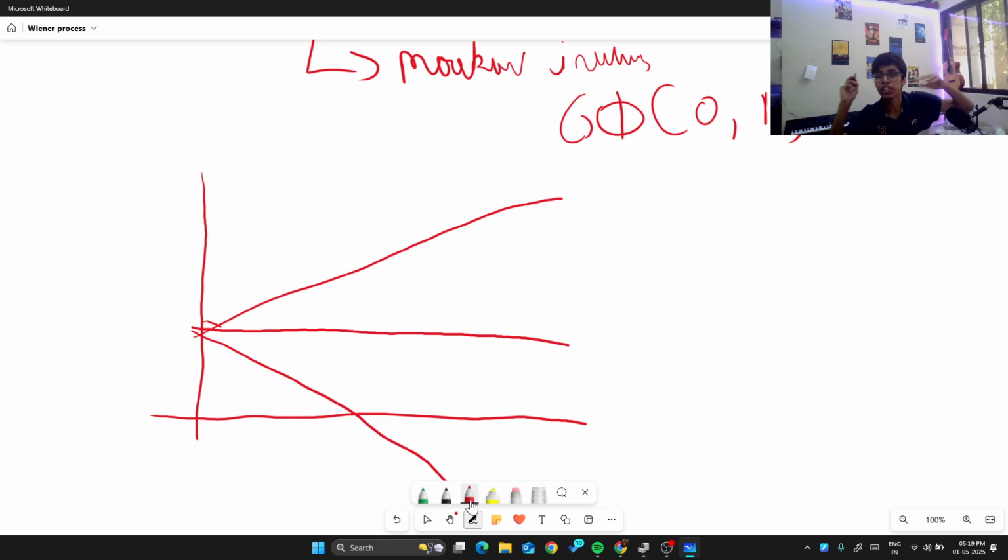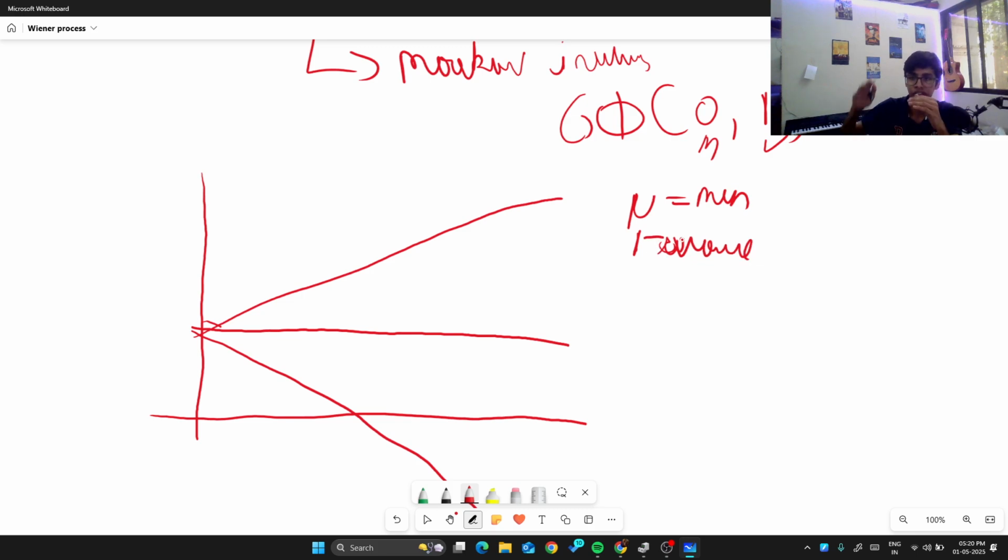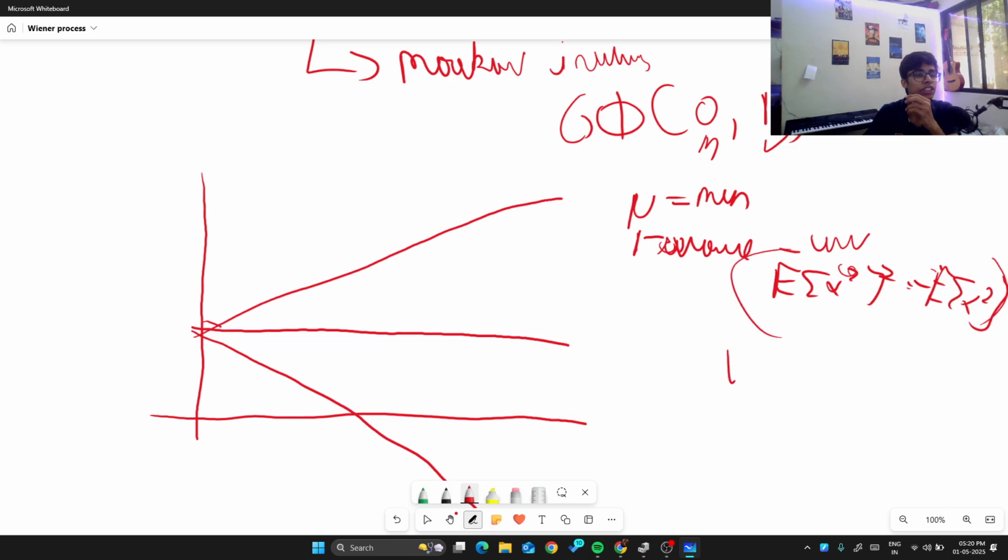And the variance means the uncertainty. So mu is mean, or you can say m, right? And variance means the value is uncertainty, right? Expected of x square minus whole expected x square, right? Let me check. This formula is a standard derivation of variance.